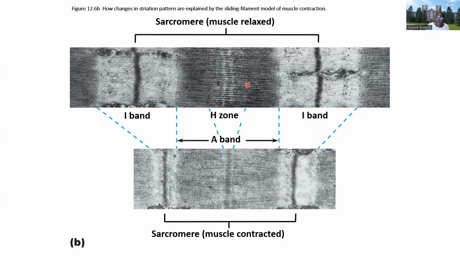So the H zone is larger, the area of only thick filaments or myosin. And then down here in the contracted state, it becomes much smaller. So the I band shortens, the H zone shortens, the Z discs get closer together, the entire sarcomere shortens, but the A band is remaining the exact same.